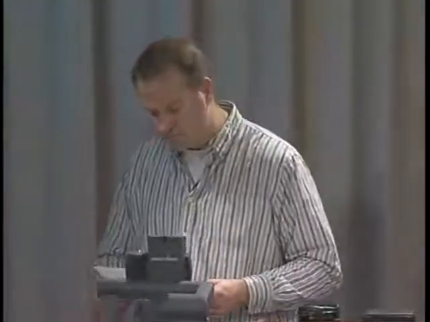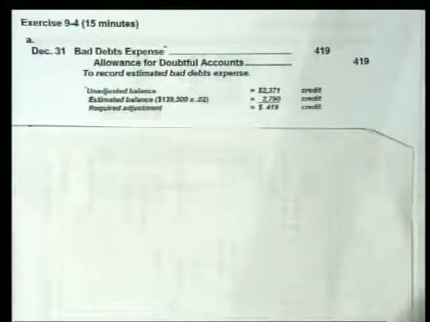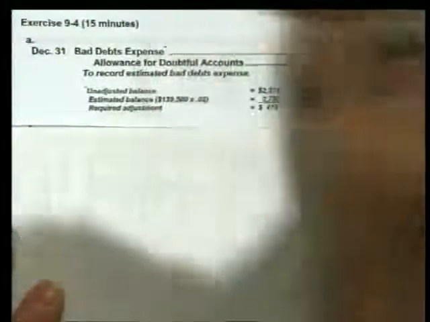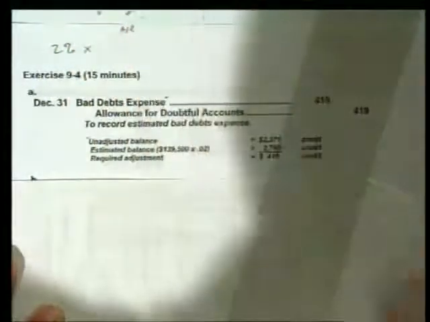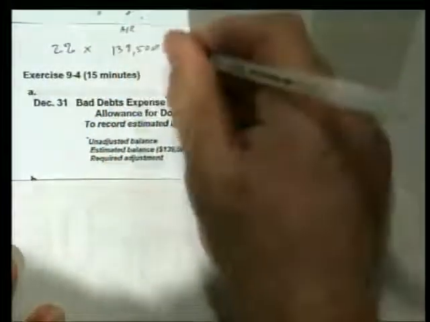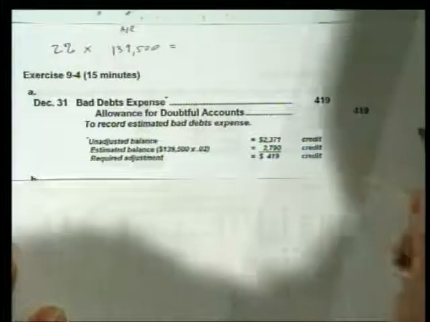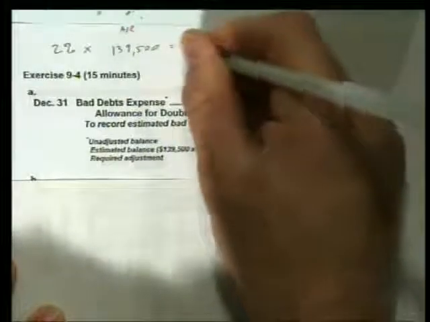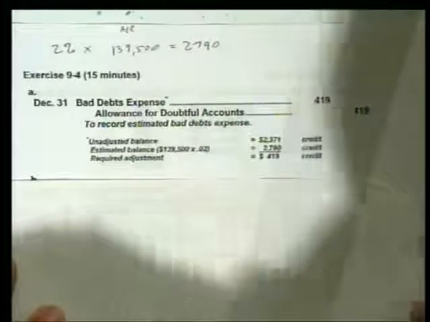Well, here is the answer. Let me go ahead and work through how we did that. Okay, we're going to take 2% times our AR of, how much is AR? $139,500, is that correct? And that equals what? $2,790? Is that the amount that goes in the entry?